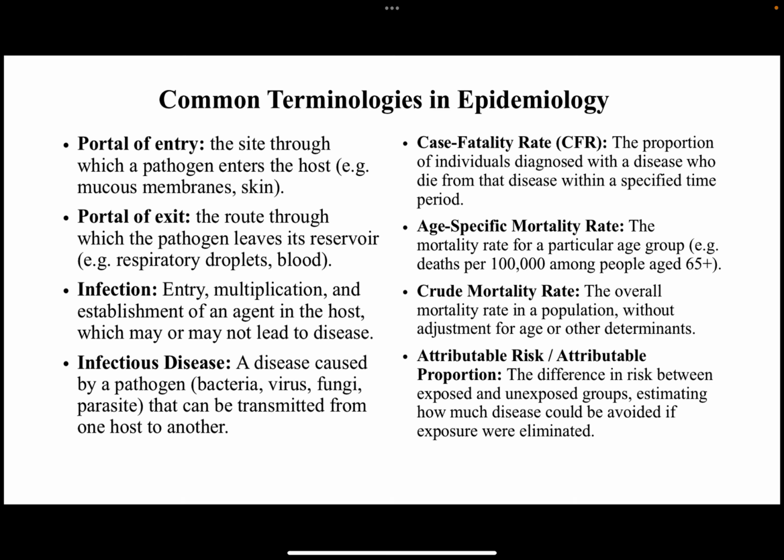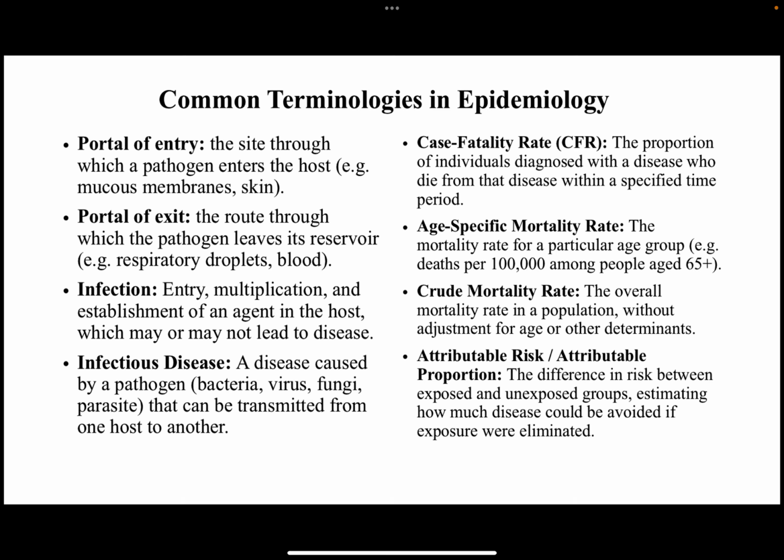So crude mortality rate is the overall mortality, the overall people who have died out of all kinds of conditions. That is what we call crude mortality rate, the overall mortality in a population without any kind of adjustments. So crude mortality just looks at the overall mortality. We don't pay attention to any particular or specific cause.